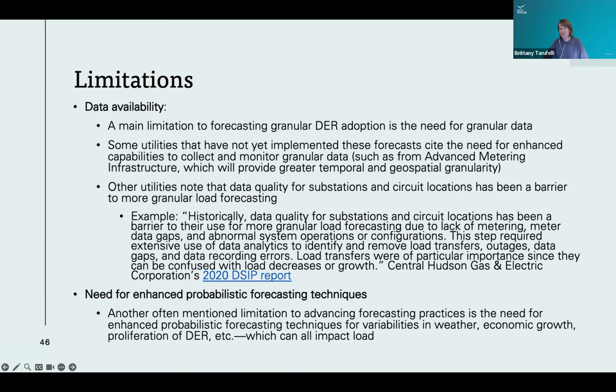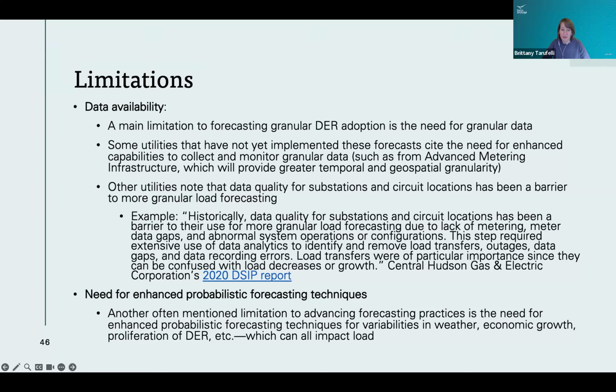So in terms of limitations, data availability is the biggest challenge that we've seen from different utilities as they consider moving into more detailed or more granular forecasting. A lot of utilities identify that they'll need more granular data, more monitoring systems. And again, that data isn't free. More sensors have to be put on the system. So that really is the biggest challenge that we've heard.